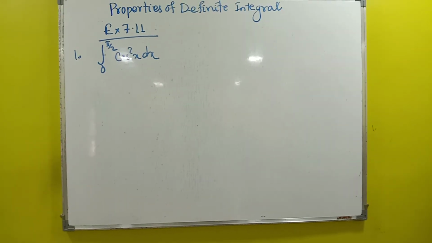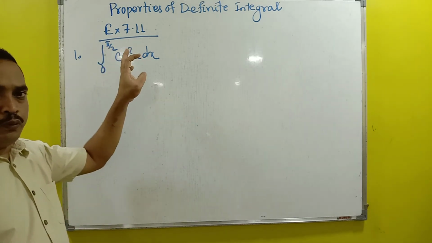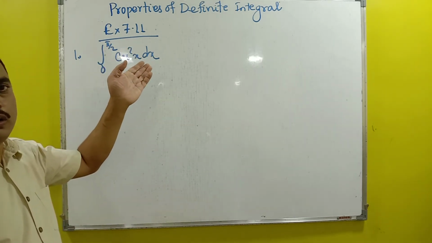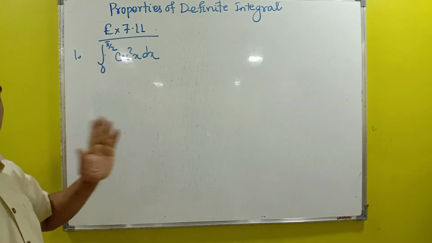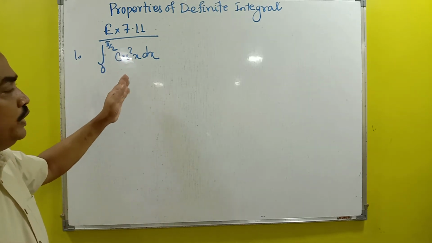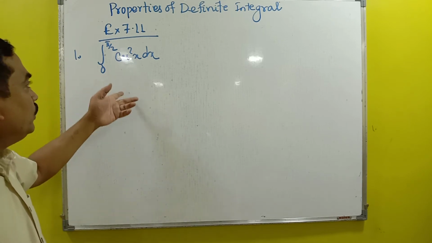So let us see the questions. I am directly coming to your exercise 7.11, and question number 1 is the integral from 0 to pi by 2 of cos square x dx. In this case we can apply the cos 2x formula and do the integration, that we already know. But here, by using a property, we can get the same value more easily. Let us see.